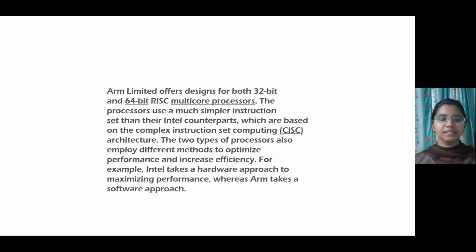ARM Limited offers designs for both 32-bit and 64-bit RISC multi-core processors. The processors use a much simpler instruction set than their Intel counterparts, which are based on the complex instruction set computing architecture. The two types of processors also employ different methods to optimize performance and increase efficiency. For example, Intel takes a hardware approach to maximizing performance, whereas ARM takes a software approach.